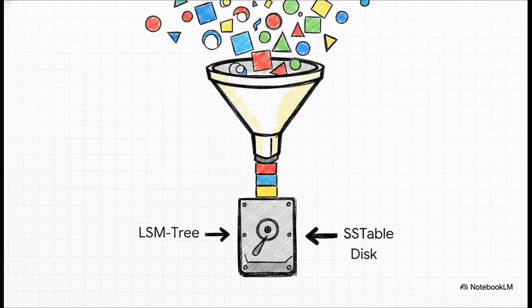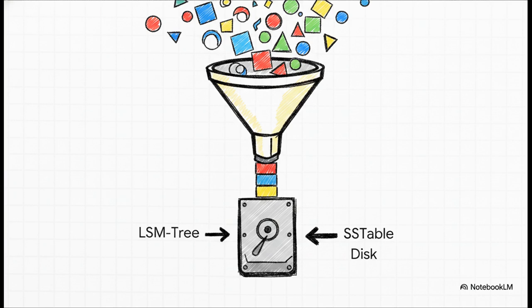Which brings us to a huge evolution in storage, sorted string tables, or SSTables, which form the backbone of log-structured merge trees, or LSM-trees. Instead of just appending data in random order, what if we require the key-value pairs in our segments to be sorted by key?